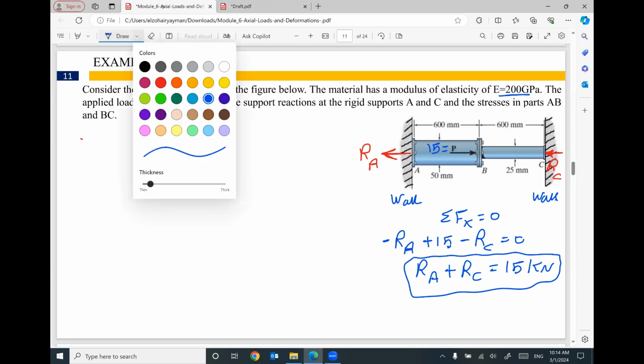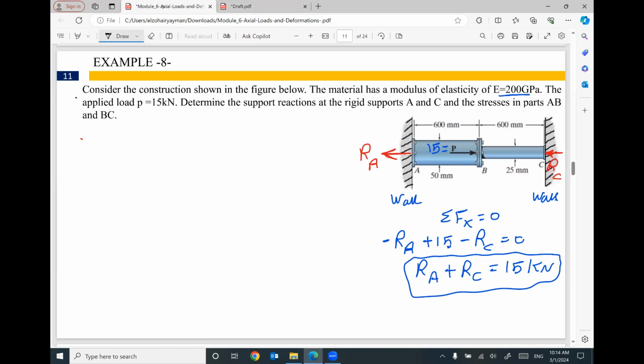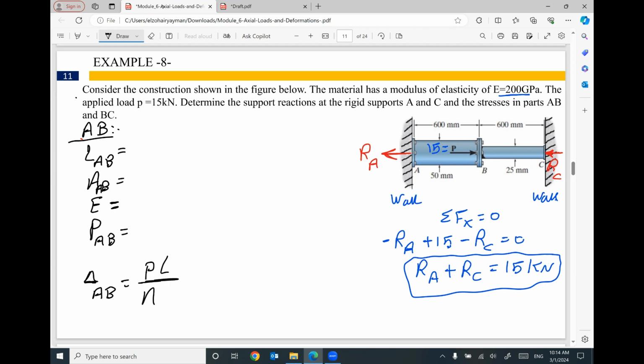Then let's talk about the axial elongation or axial deformation in each part. Let's start with part AB. What is the length of part AB? What is the cross-section area of part AB? What is the Young's modulus of part AB? What is the applied force in part AB? Then I can tell you what will be the elongation or the contraction, or the axial deformation of part AB, which equals PL divided by AE. This is for part AB.